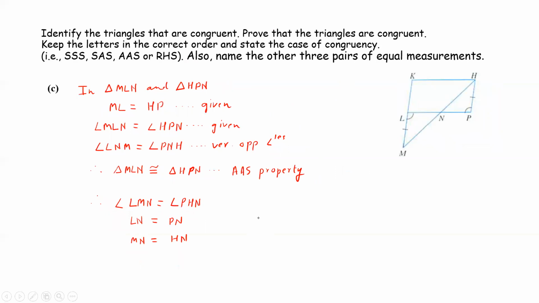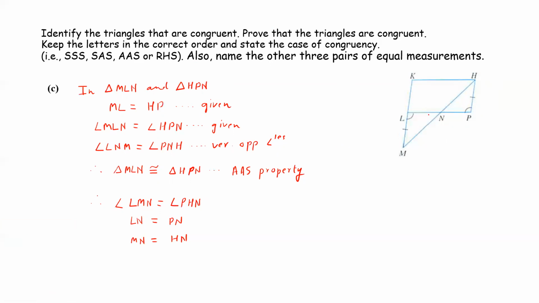Here's another question where you can see we have been given that LM is equal to HP, and angle MLN equals angle HPN, which is written here in this part. It's given, and for the third piece of information, there's no third information given.